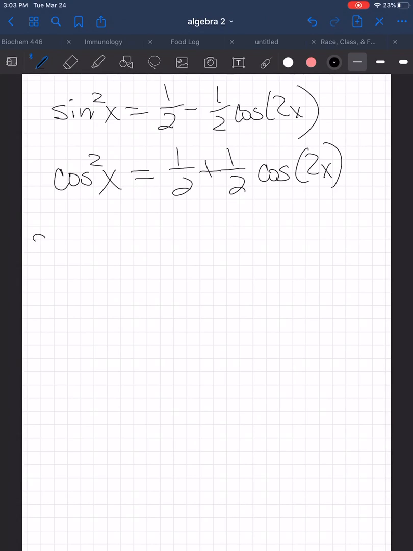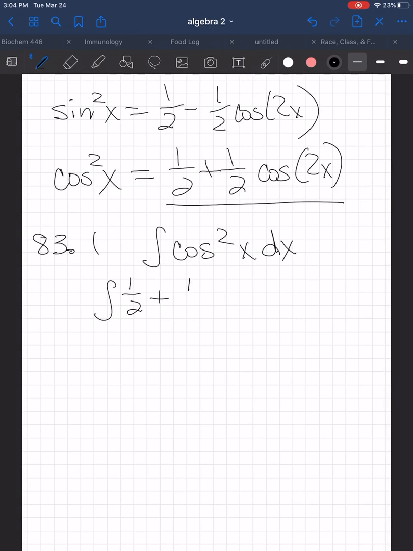So the first example, 83.1, is the integral of cosine squared x dx. And if you look at it, there's just no way to make a u substitution, because if u was cosine of x, du would be negative sine of x, and there's no negative sine of x in here. So instead, what we'll do is we'll put this in for cosine squared of x. So we'll have the integral of 1/2 plus 1/2 cosine 2x, and all of this is dx.